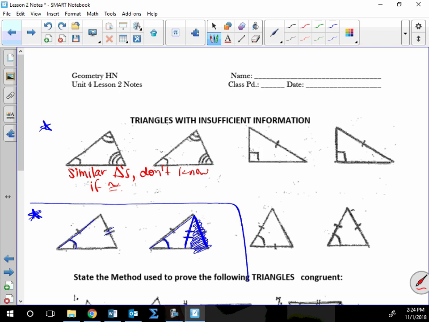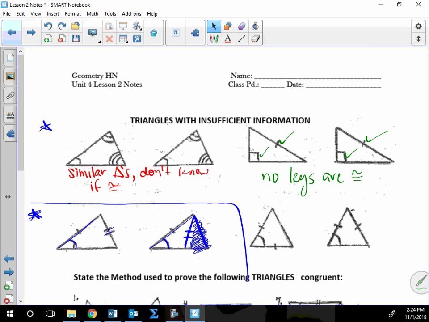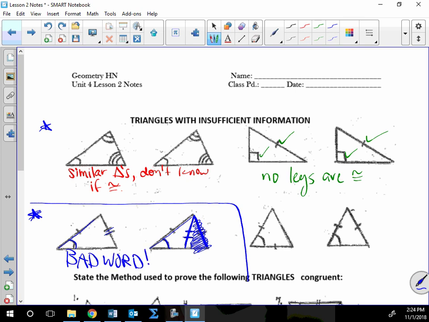All right, what about our second set of triangles over here? What's the issue? What are we missing? A leg, yeah. So these say triangles with insufficient information, so we don't have enough information here. We have our hypotenuse. We have it's a right triangle, but we need a leg. So no legs congruent. But what that means is it could be two different triangles.